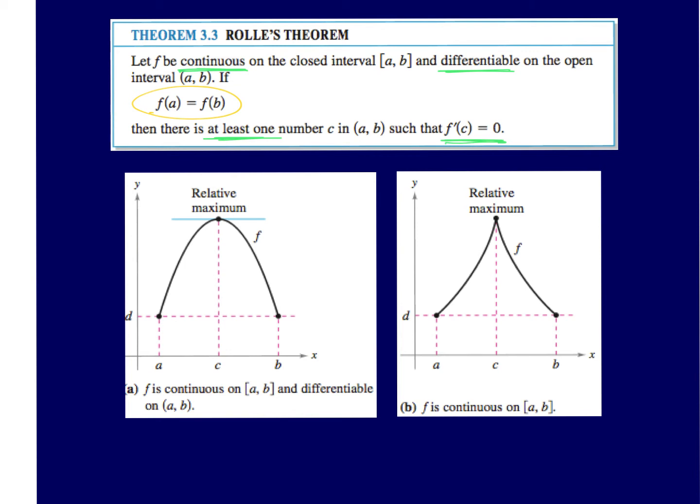All right, so this is our first one that has to be differentiable. Now, on this one, can I actually use Rolle's theorem? Yes. Can I use Rolle's theorem on this one? No. Why not? It's a sharp turn. It's not differentiable there. Okay, pretty good? All right, let's keep moving.